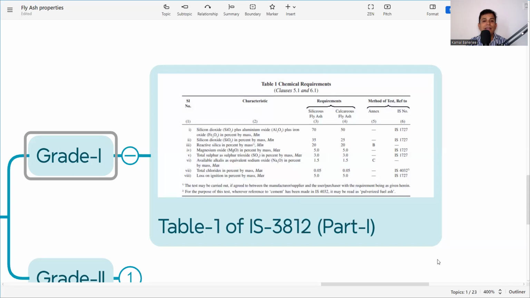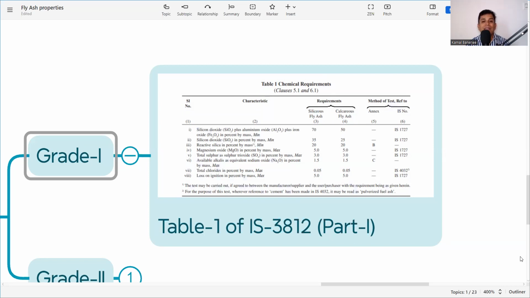What is it? Silicon dioxide plus aluminum oxide (Al2O3) plus iron oxide, in percentage by mass, minimum. So what will be the minimum? In siliceous fly ash it is 70 and in calcareous it is 50. And here, what is the method of test?